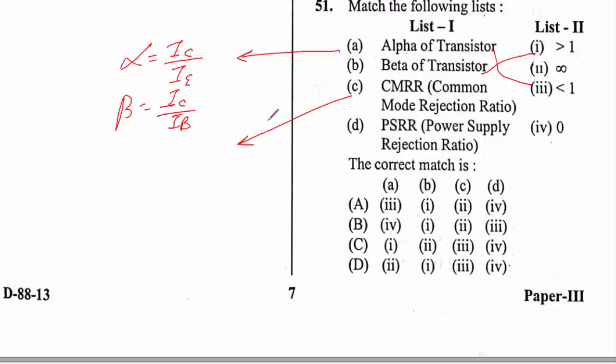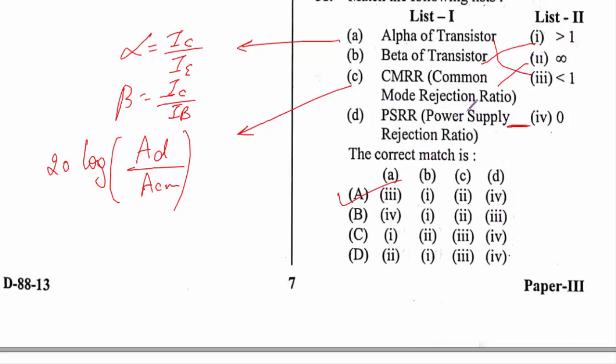CMRR is defined as common mode rejection ratio. How can I define CMRR? It is defined as the ratio of differential gain to the common mode gain. If I want to express in terms of dB, it is 20 log of AD divided by ACM. Power supply rejection ratio, how much you can reject the power fluctuation. So it should be 0. So for the 51st question, you will be getting option A as the correct statement. Able to follow?